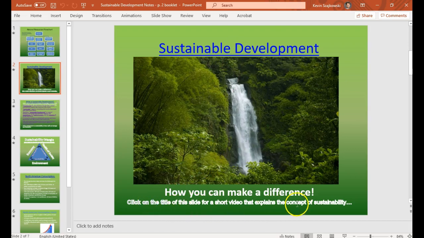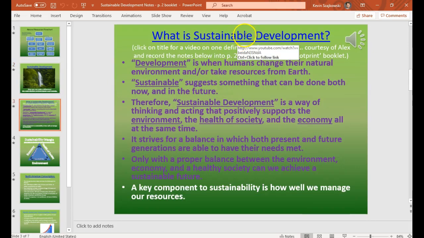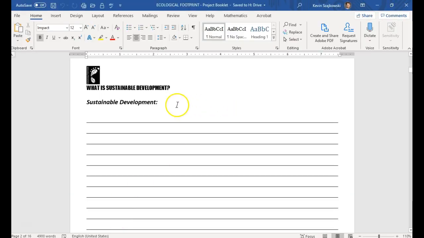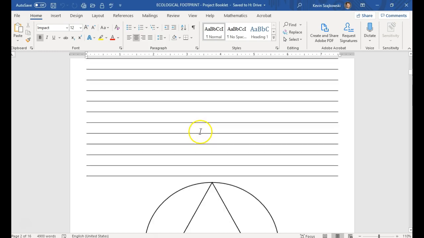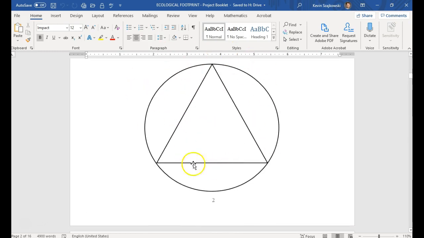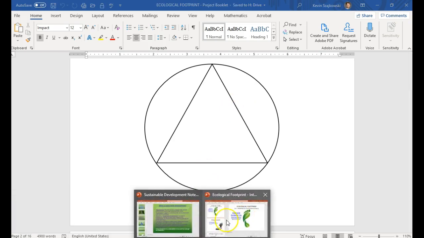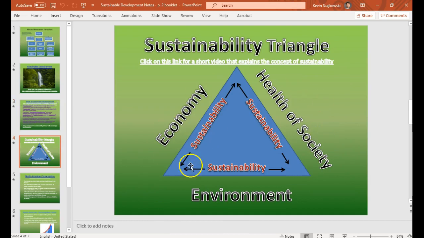Okay, and often I'll have instructions on the slide to remind you not to forget to look at these different links and listen to them and consider what they're teaching you. So this is key right here when you get to the third slide. These are the notes. The notes that are here in purple and this last white set of writing right here, these are the notes that are meant to be recorded in this space on page 2 of your ecological footprint project booklet. Okay, and this circle with the triangle inside it is also part of the notes that come from the next slide here.